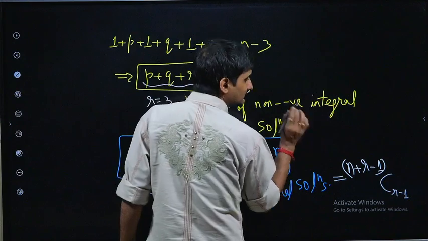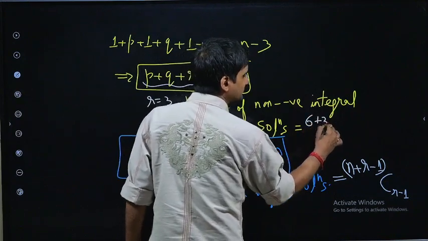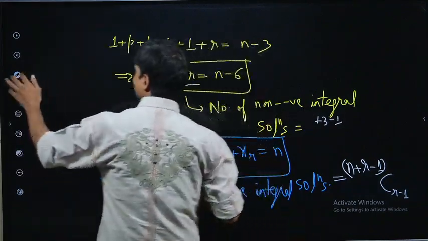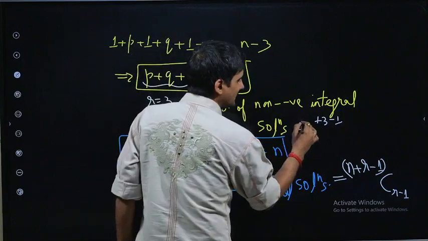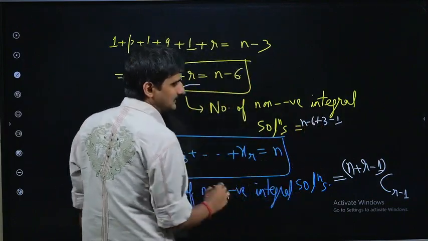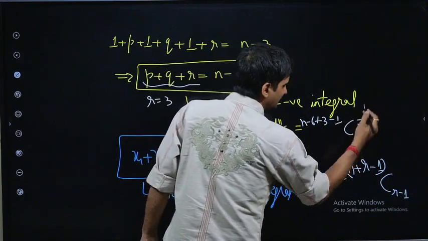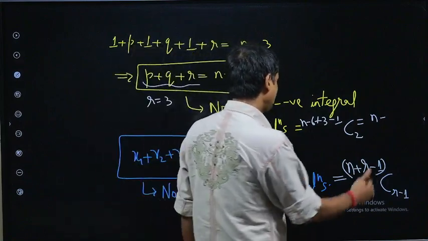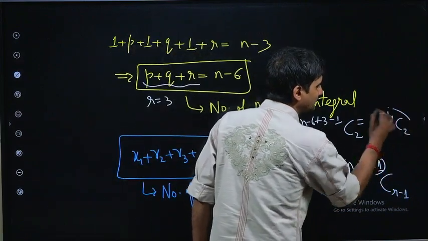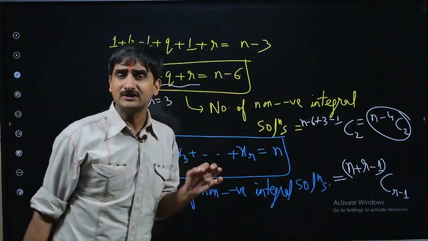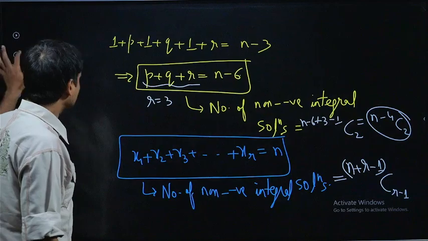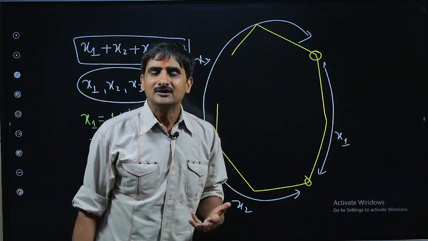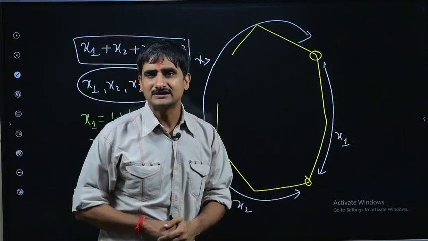So its number of integral solutions are 6 plus 3 minus 1, rather it's n minus 6. I am really sorry, it's not 6 here, it's n minus 6. So it's n minus 6 plus 3 minus 1 C 2. So how much is it? It's n minus 4 C 2. That gives us the number of ways of selecting such 3 vertices of an n-sided polygon, such that no 2 adjacent vertices are selected.